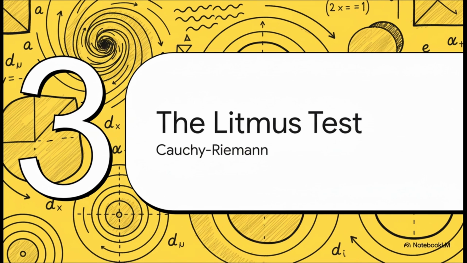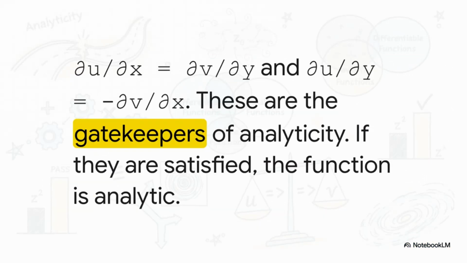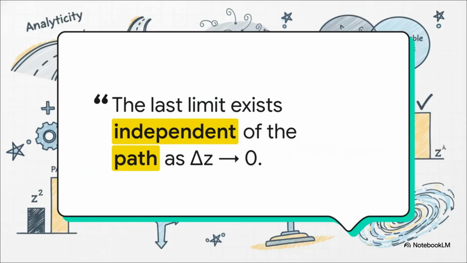Okay, that's all great, but how can we actually tell if a function has this amazing property? Is there like a test? You bet there is, and it's brilliant. Say hello to the Cauchy-Riemann Equations. These two little equations are basically the bouncers at the door of club analyticity. If a function's real part, which we call u, and its imaginary part v, can satisfy these two conditions, then you're in. The function is analytic. It's that direct. But where do these rules even come from? What's the logic? Well, it all boils down to one simple, powerful idea.